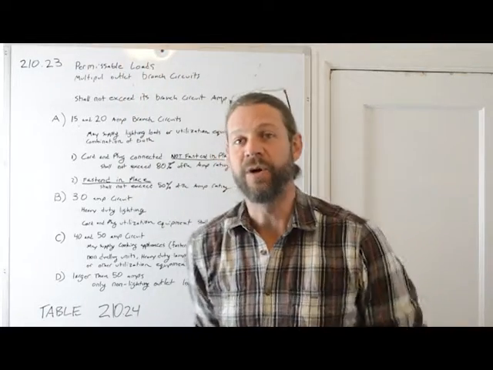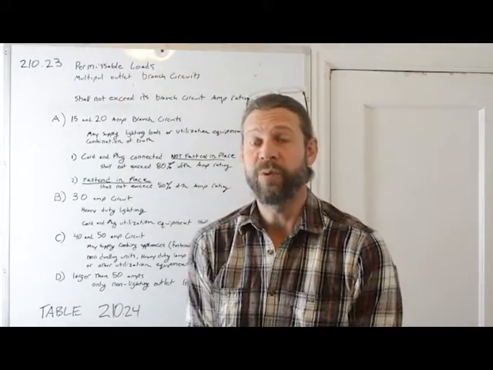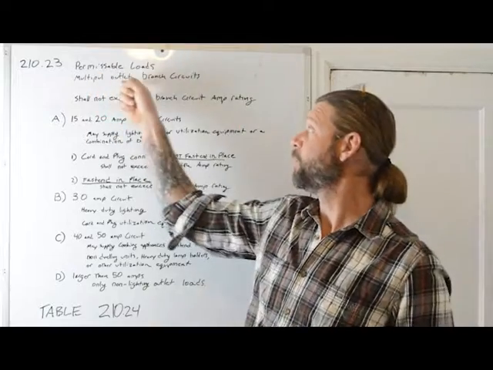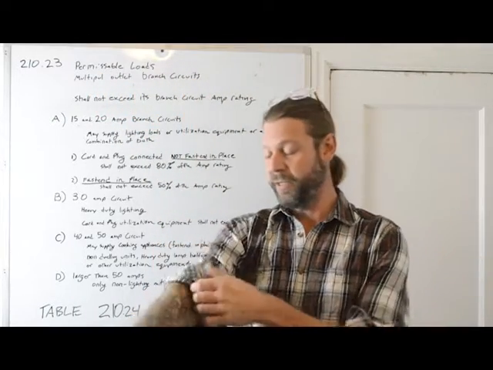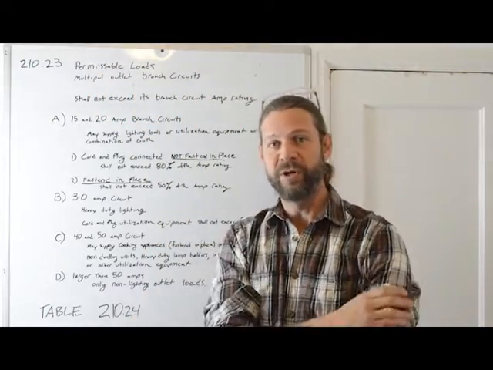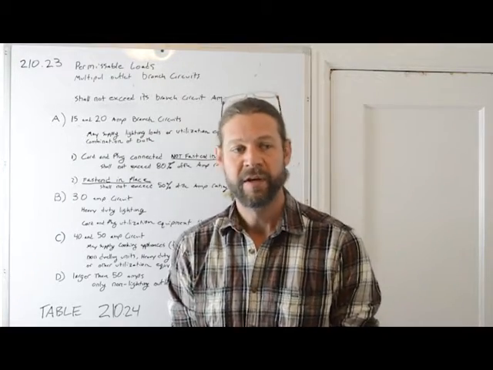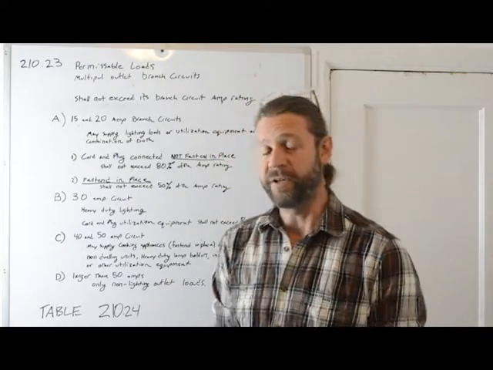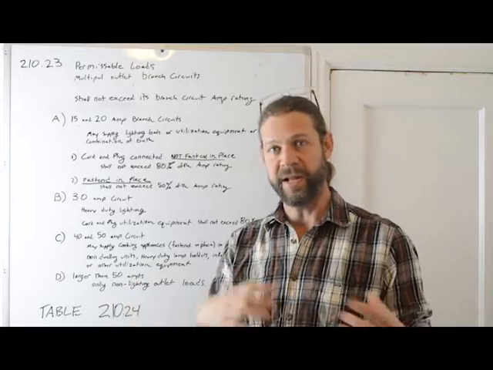Boom, let's talk about it. So, today's code section, 210.23, permissible loads for multiple outlet branch circuits. This is in contrast to permissible loads to individual branch circuits. A multi-outlet branch circuit is just what it says. It's a branch circuit that has multiple outlets.